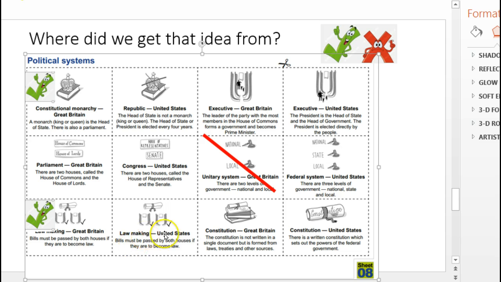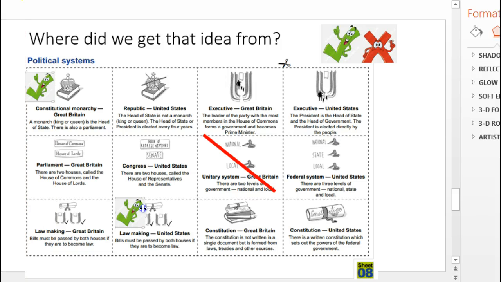Next one, bills must be passed by both houses if they are to become a law. So America has exactly the same system. The USA has the same system. So yes for that one.